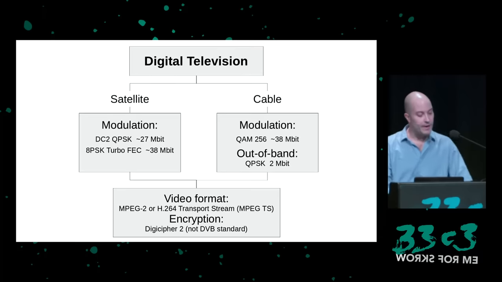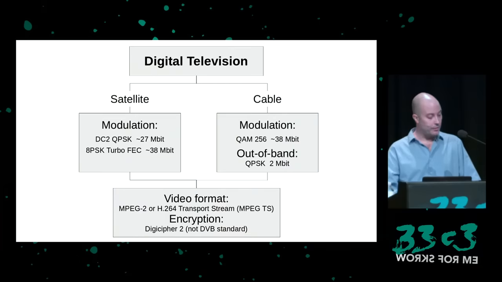There's also an out-of-band channel used by cable, which is QPSK modulated at 2 megabits. This out-of-band channel carries the subscription management, program guide information, firmware upgrades, etc. And while you change channels and the cable box tunes to different frequencies, this out-of-band channel remains tuned so that the box continuously receives this data no matter what TV channel you're tuned to. In satellite TV, this type of data is included within the main transport stream instead of in a secondary out-of-band transport stream. The video is sent as an MPEG-2 or H.264 transport stream.